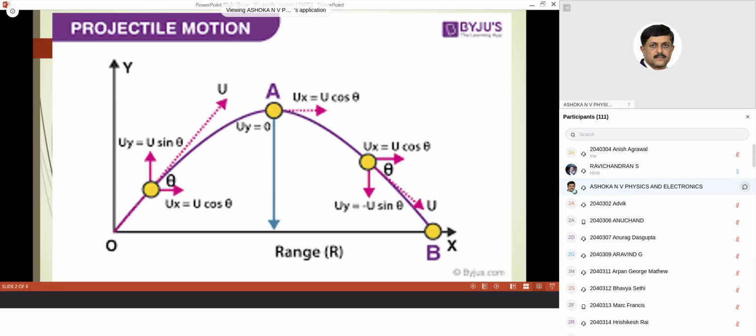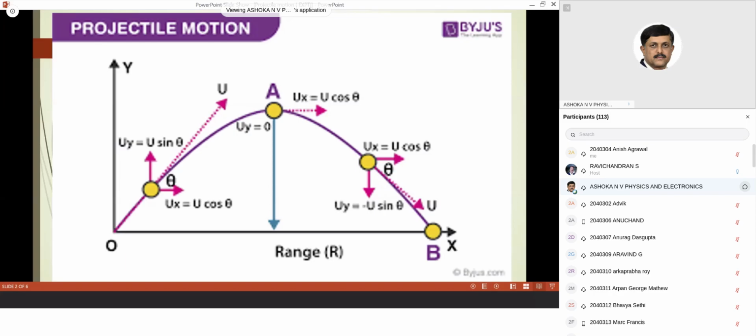Then our main aim is to find the maximum height. The maximum height in the diagram is shown as OA. That is the distance from the horizontal, indicated by this blue arrow mark. That is what you call the maximum height. And OB, the distance shown, is the horizontal range.